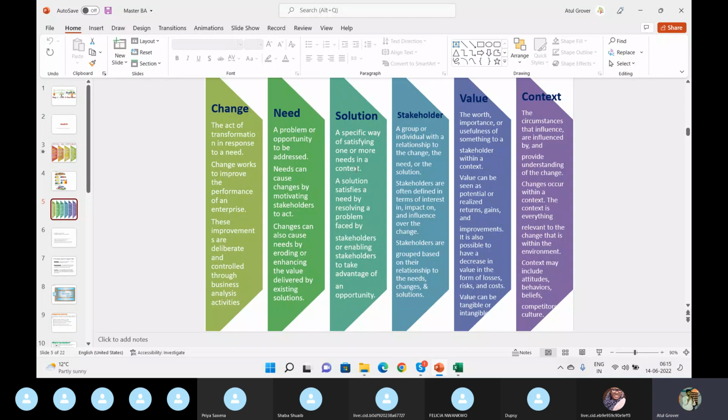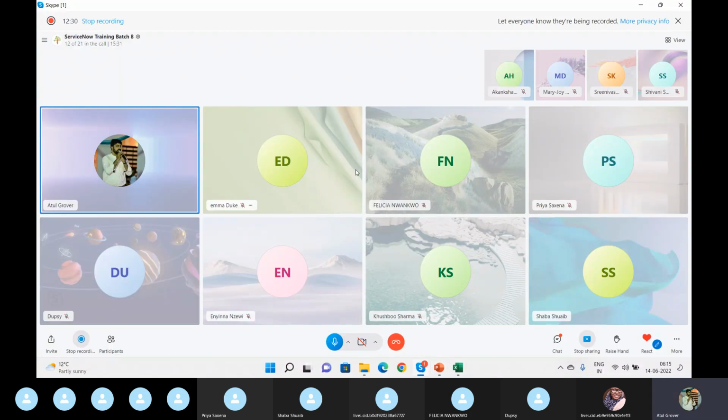I'll give one example. Let's say sometime my wife and I were talking on some topic and my son put in some comment in between.